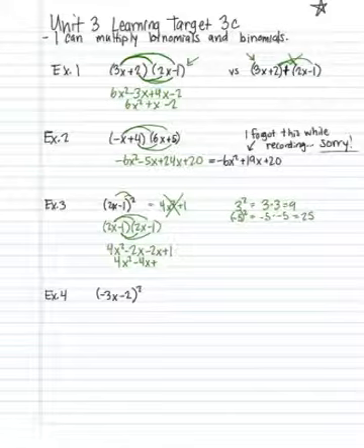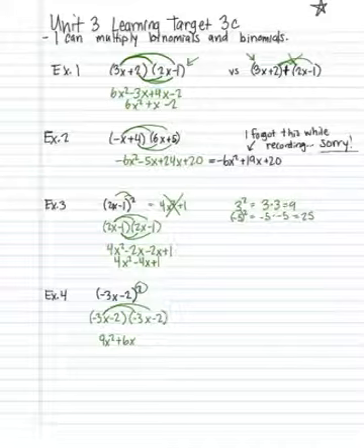Last example, exact same idea. Anytime you have something squared, that means you're going to write it twice and you're going to multiply it by itself. Negative 3x times negative 3x is positive 9x squared. Negative 3x and negative 2 gives me positive 6x. Negative 2 and negative 3x, positive 6x. Negative 2 and negative 2 gives me positive 4. Combine our like terms and we get 9x squared plus 12x plus 4.